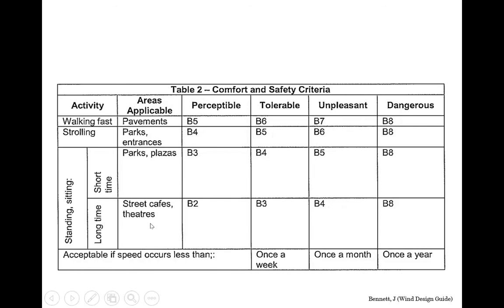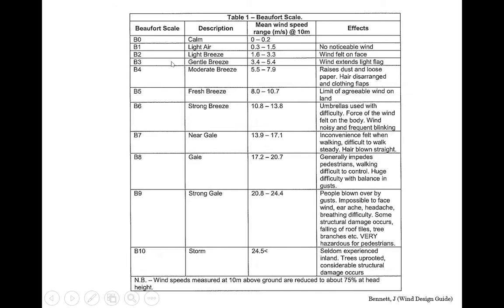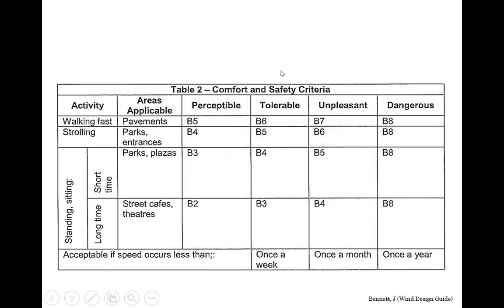Now, for a different activity, if we look at street cafes, for example, then a tolerable wind level would only be considered B3. And if we go back to our scale, B3, 3.4 to 5.4 metres per second. So in other words, what they're saying is, for a cafe, you need much more shelter from the wind for that to be acceptable. Because I guess if you're sat in a cafe and the wind's sort of blowing everything around and blowing your clothing, you would probably go inside. So important to understand that depending on the activity, you can have more or less wind.